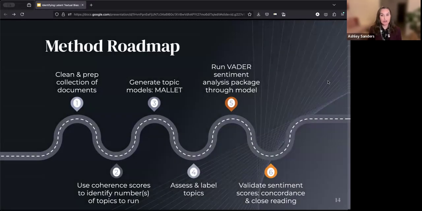So here's kind of a quick overview of my methods. So of course, cleaning and preparing the collection of documents, which is always necessary. Not the most fun part, but certainly necessary. And then I used coherence scores to identify the numbers of topics to run. So it's a way of identifying how coherent the topic models at different levels are. And so I used those results then to identify the different sizes of models I would build.